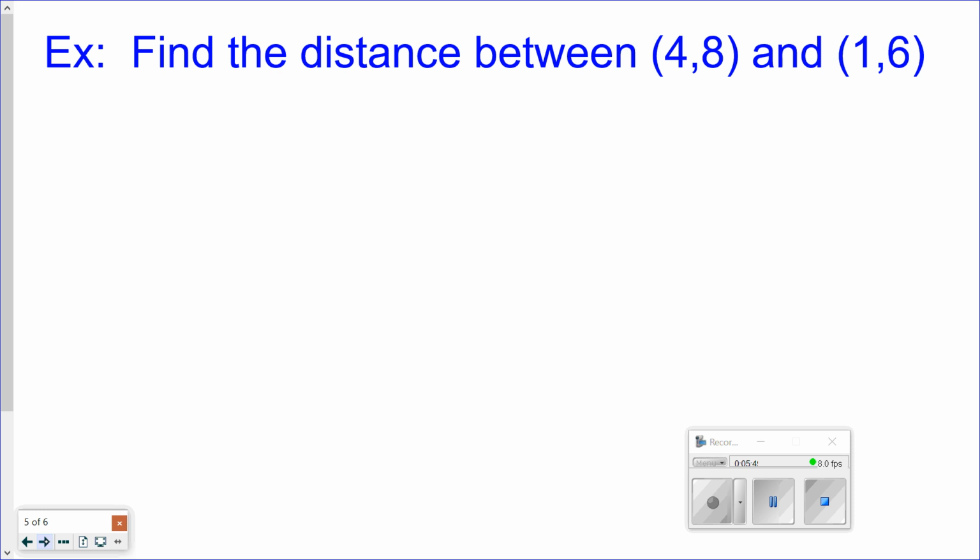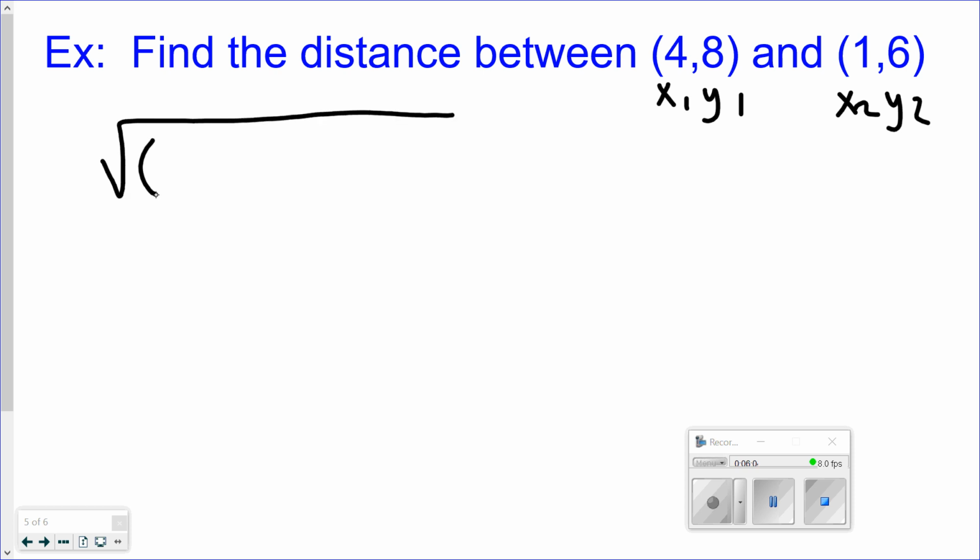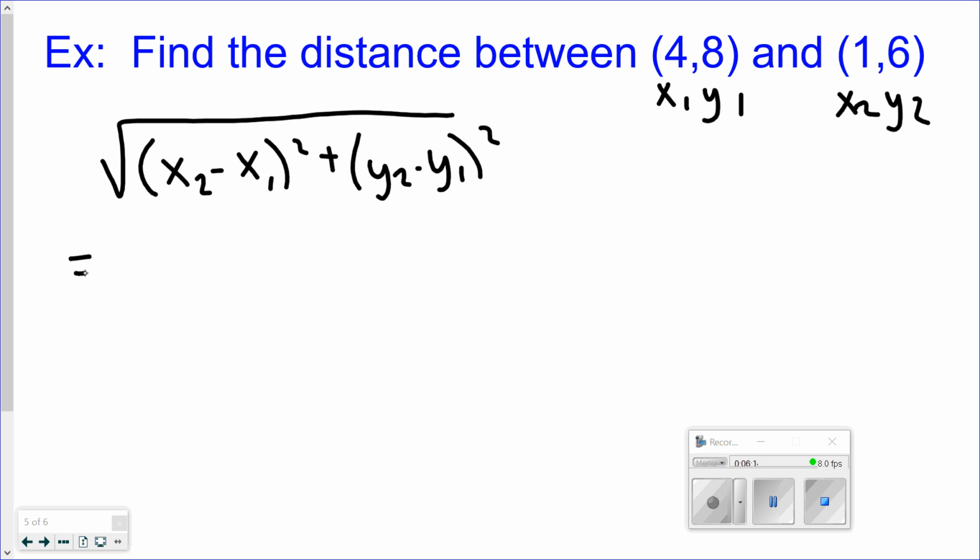So (4, 8) is my first coordinate, so I'm going to call that x1, y1. (1, 6) is my second coordinate, so I'm going to call that x2, y2. All right, so the distance formula is the square root of (x2 minus x1) squared plus (y2 minus y1) squared. So let's plug our coordinates into the equation.